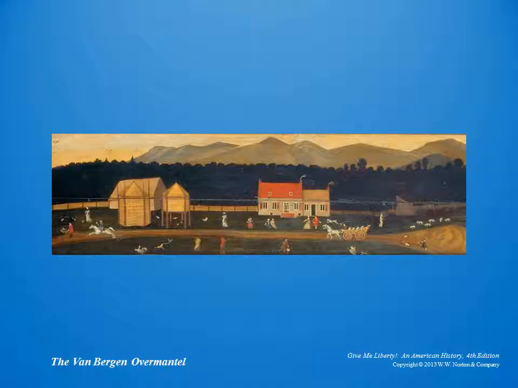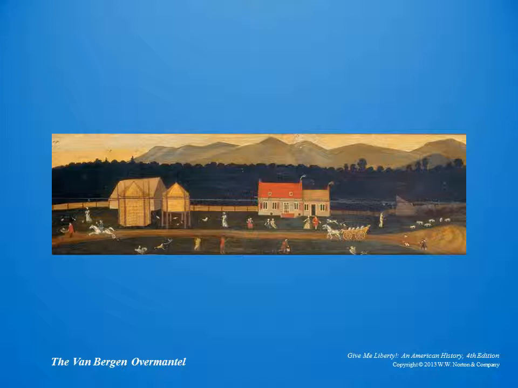This is a picture of the Van Bergen overmantel. The opportunity to achieve economic independence was central to American colonists' idea of freedom. This section is part of a 7-foot long painting by John Heaton from around 1773. It's probably designed to hang above a wide fireplace in the home of Martin Van Bergen. He was a Dutch farmer in colonial New York. The house and farm buildings are in Dutch style.